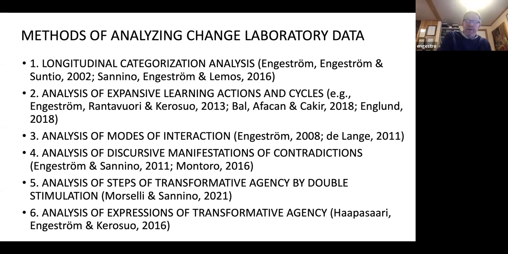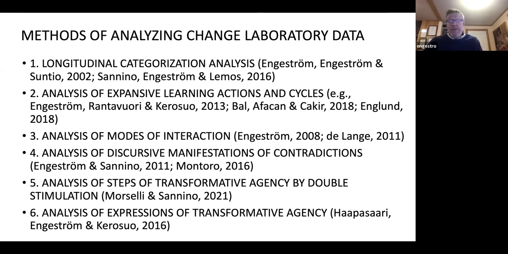but they are already sufficiently tested that I can say that they already are spreading rapidly and a lot of research is done using these methods. Typically, they all more or less rely on very careful documentation of the change laboratory process, which requires that these processes are preferably videotaped, transcribed, and carefully analyzed. This is not easy research, I warn you.